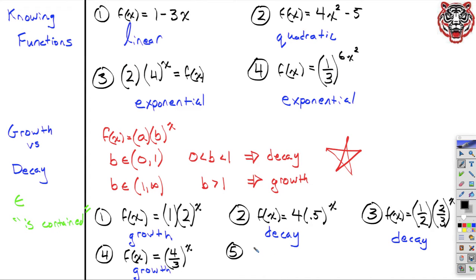Number 5, this is going to be f of x is equal to 78/787 to the power of x. All right, I'll give this one to Jack. Next one is Syra. Jack, this one is? Growth. It is growth.